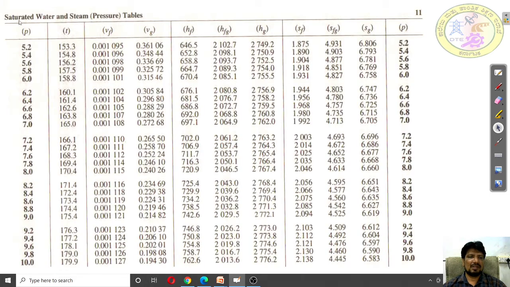So this is the steam table corresponding to a pressure of 10 bar. Here is the 10 bar, in the pressure first column. Then note down the values of HF, HFG and Vg. Here the Vg value is 0.19430. HF is 762.6, which is the HF value. HFG is 2013.6. So these are the three values from the steam table that you note down.